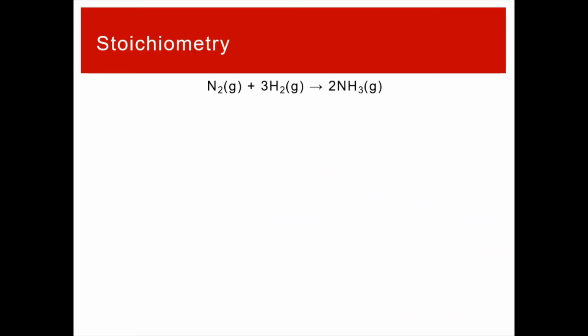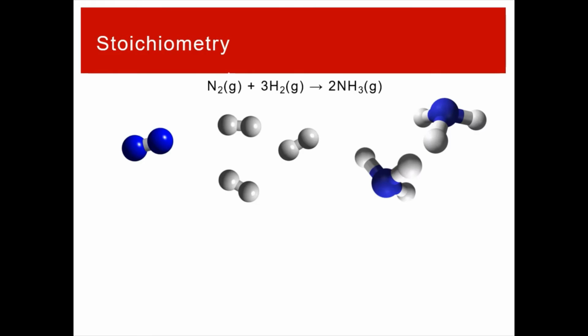So let's look at a nice chemical example. N2 plus 3H2 gives me 2NH3. These are molecules. The nitrogen is the blue circles and the hydrogen are the white spheres. So the 1 N2, the 3 H2s, and then gives me 2 NH3s. So there should be like a little arrow there and a plus sign right there.